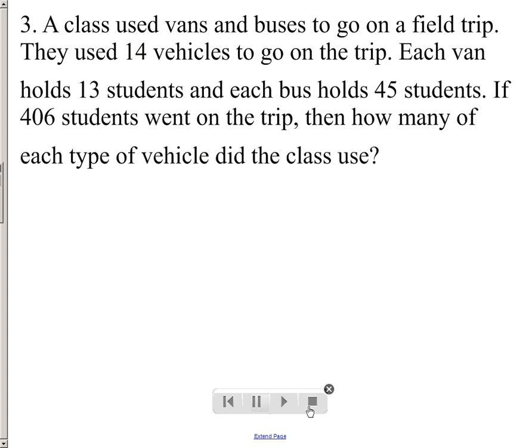All right, so on a field trip, they used vans and buses to go on this trip. They used a total of 14 vehicles, and each van, they tell us, held 13 students. It's got 45 students in each bus, and 406 students went. And they're asking, hey, how many buses, how many vans did we use? So again, we have to make sure that we define the variables. I'm going to use V for vans, and I'm going to use B for buses.